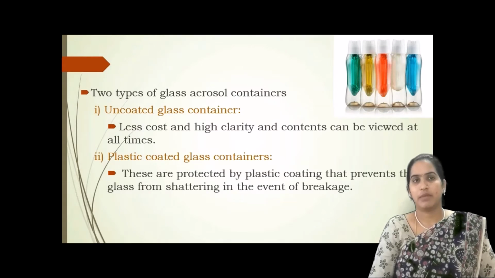The next type of glass container is plastic coated glass containers. These glass containers are coated with plastic to prevent the glass from shattering into fragments in the event of breakage, and also to impart resistance to the container, and also to make the container non-reactive with the product. These glass containers can be coated with plastic, and sometimes this plastic coating may protect the product from outside light.